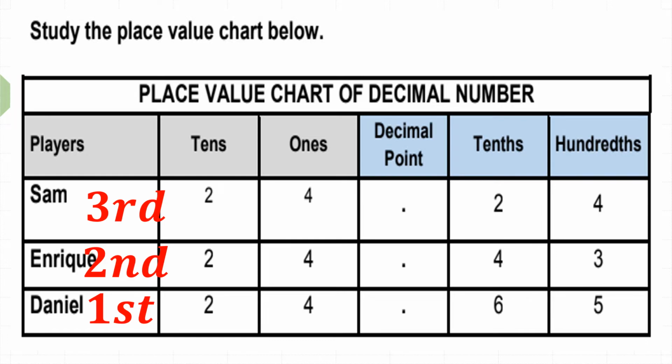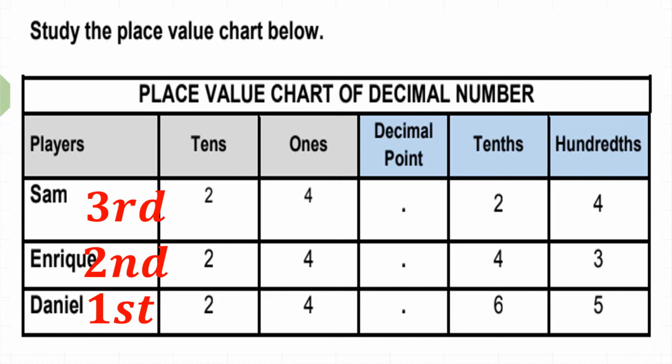Okay? So that is how to arrange numbers by using the place value chart. Just remember, class, each place value has a definite value in each place.